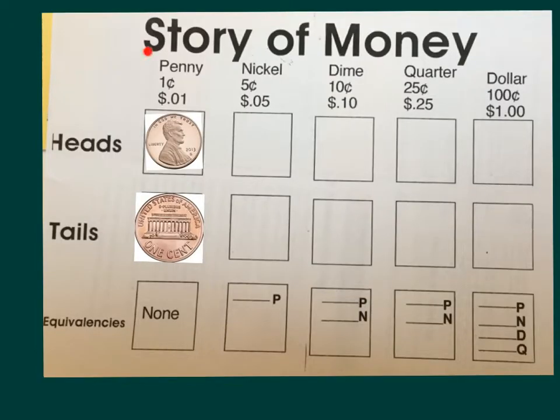You might remember seeing the story of money up on our calendar. We're going to be using this tool to help us keep track of our different coins. So if I look here, we're going to fill in some information about the penny. We learned that on the head side of our penny, we have a picture of Abraham Lincoln. And on the tail side of our penny, we have a picture of the Lincoln Memorial.